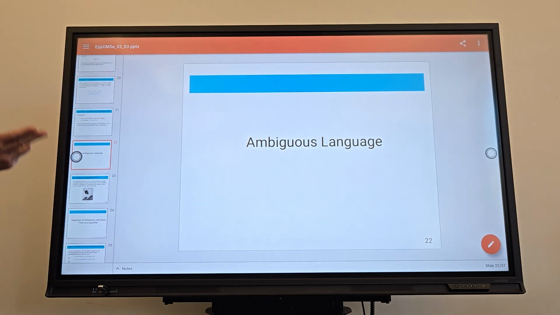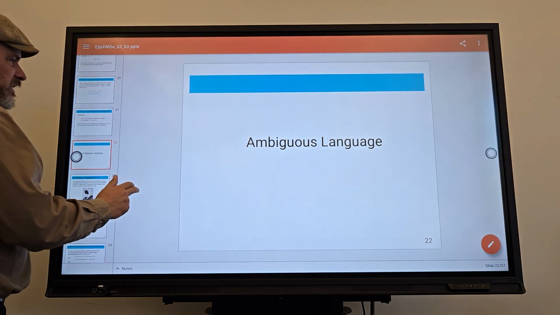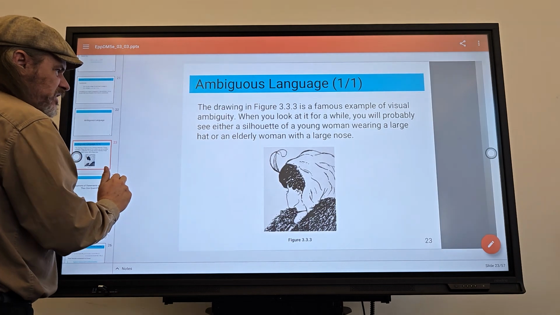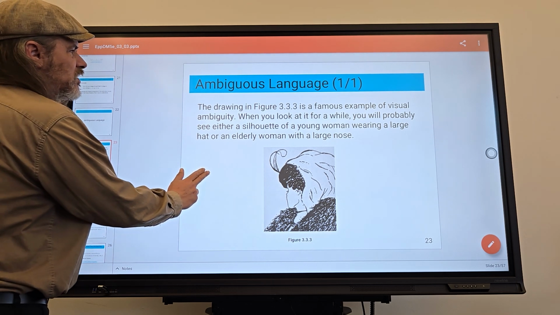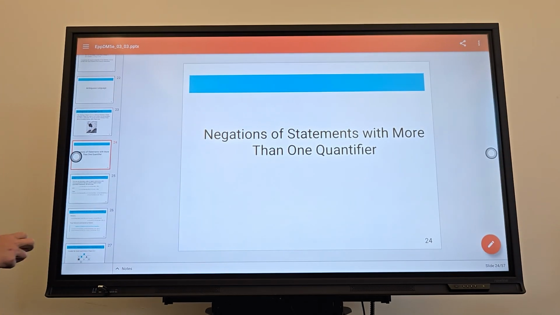Ambiguous language. Why this slide was put in here, I have no idea. It doesn't relate to anything. I'm sure you've seen this picture before. It can be taken two ways, either the profile of a young woman or the face of an older woman. Why that was thrown in here, I really have no idea. But there you go.